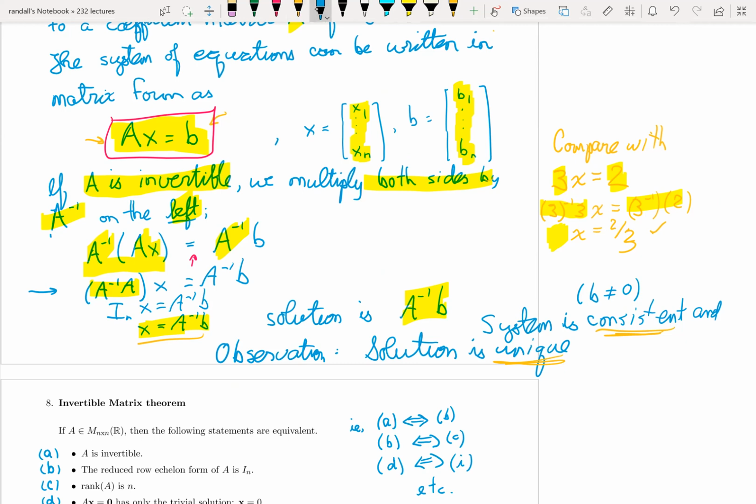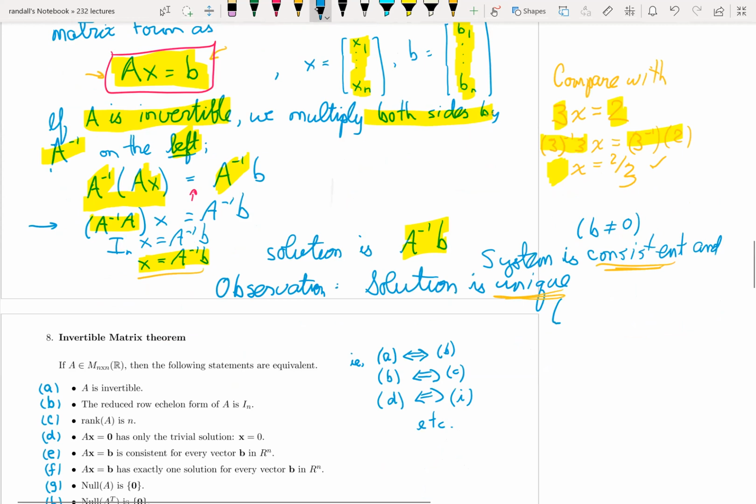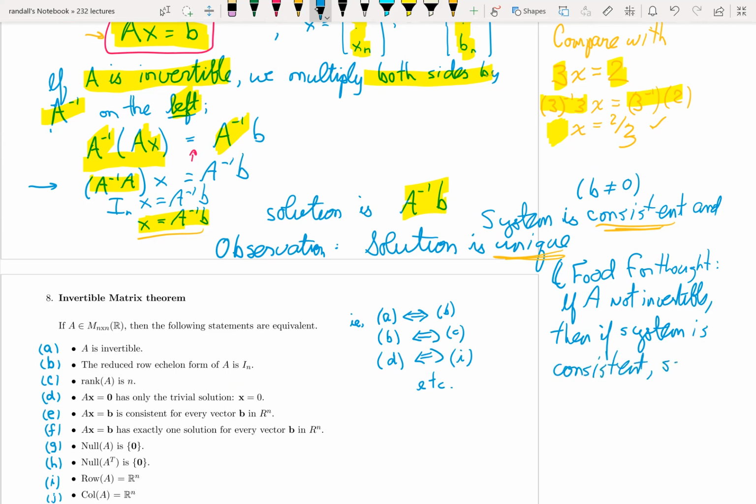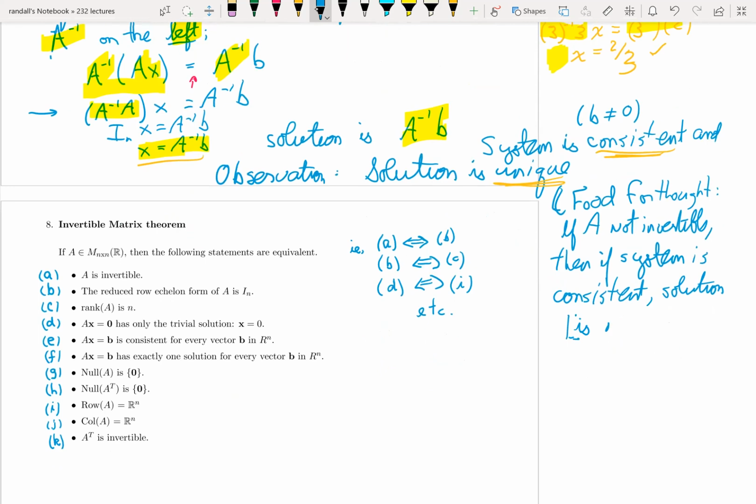So let me write this out. Food for thought, later. If A is not invertible, then here we have to answer the consistency question. I'm just going to say that it's consistent. So if the system is consistent, we can talk about solutions. The solution is not unique, so there are many solutions. Remember, this is just a square system, because we can't talk about whether or not a matrix has an inverse if it's not square.